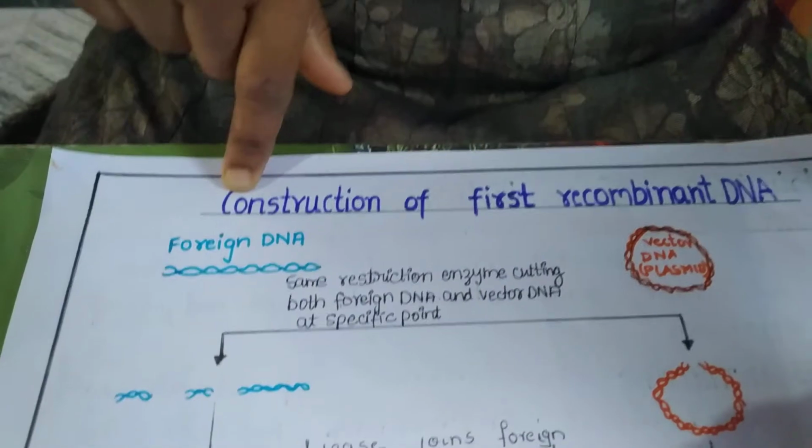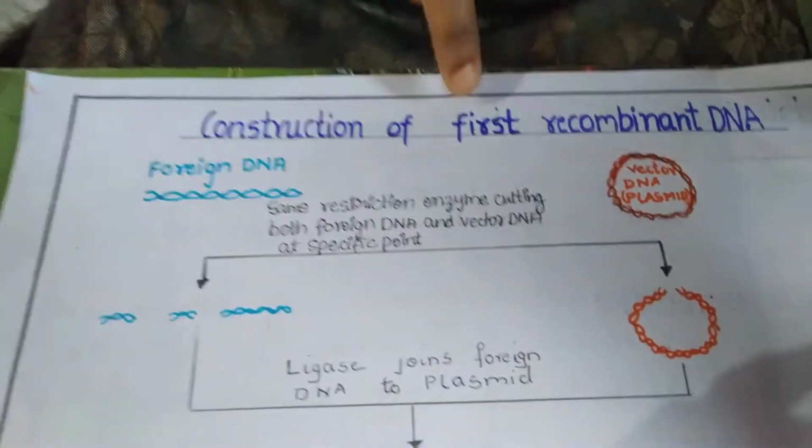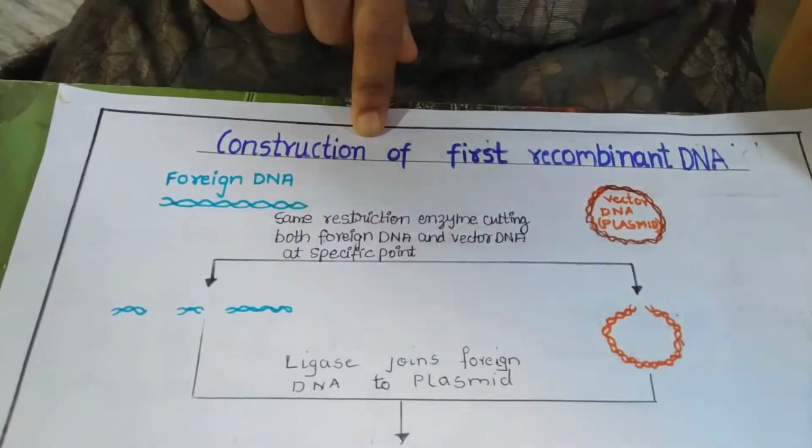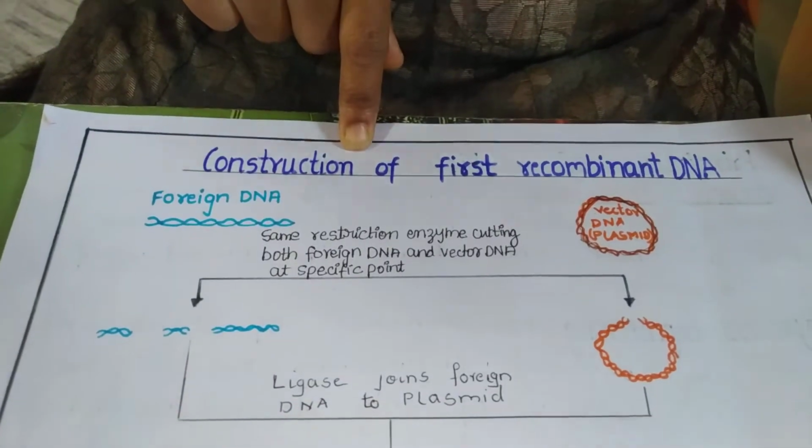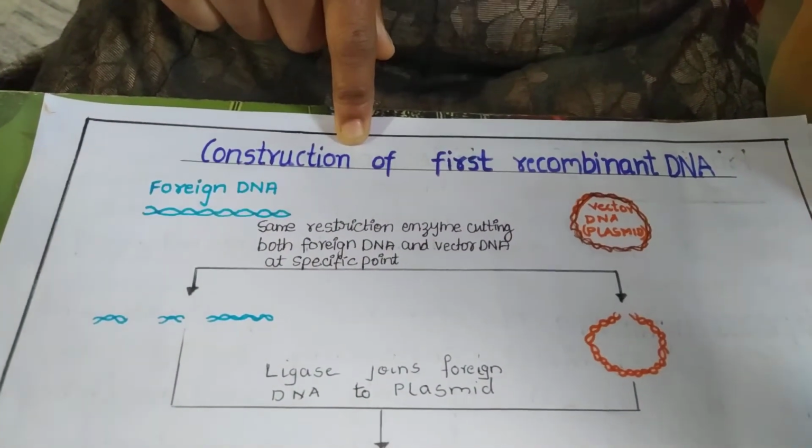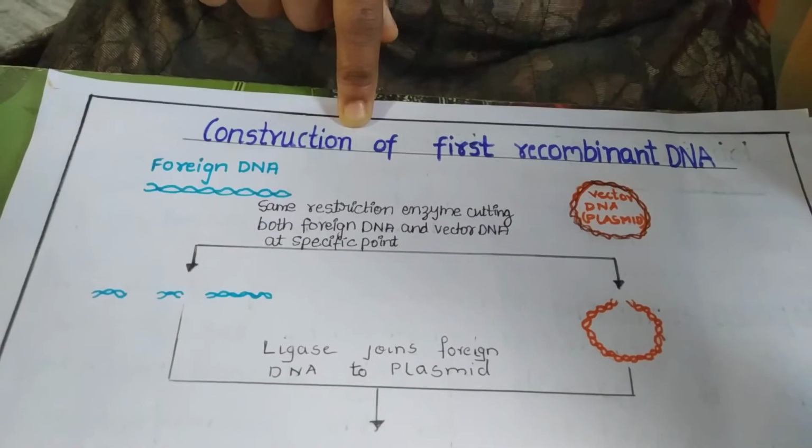Now coming to the topic. Today we are going to see the construction of the first recombinant DNA. The first recombinant DNA was constructed by Boyer and Cohen.